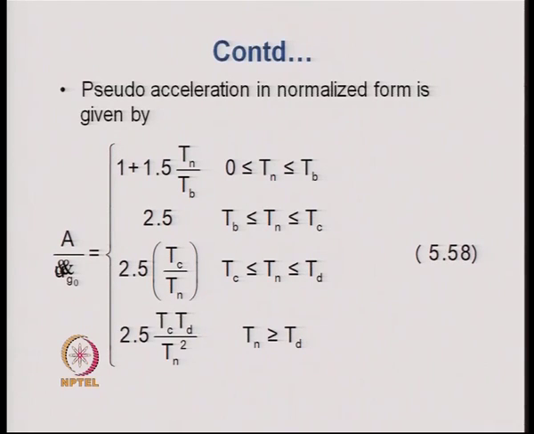Then from Tc to Td, the value is 2.5 multiplied by Tc by Tn. Again here you can see that it is inversely proportional to the time period. Finally, when Tn is greater than Td, then the value becomes 2.5 into Tc into Td divided by Tn square, that is the nonlinearity is further increased in this particular region.